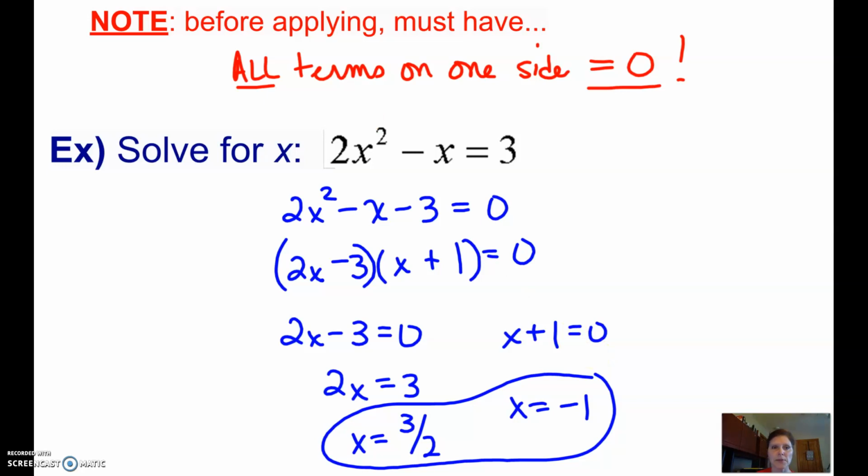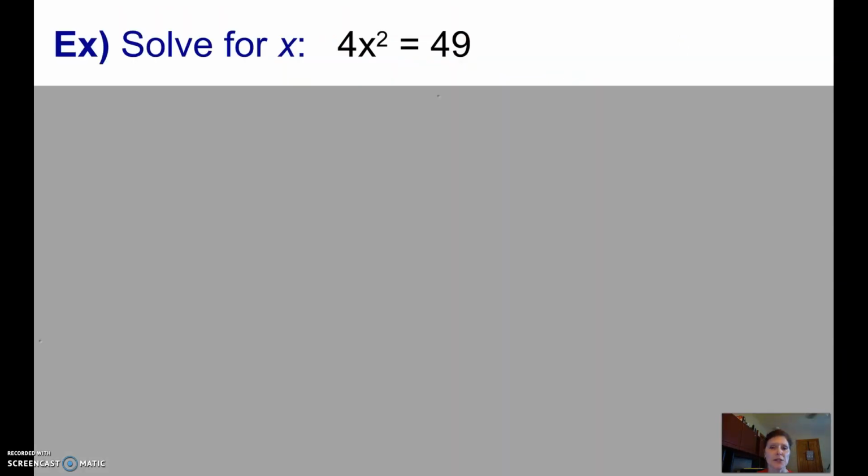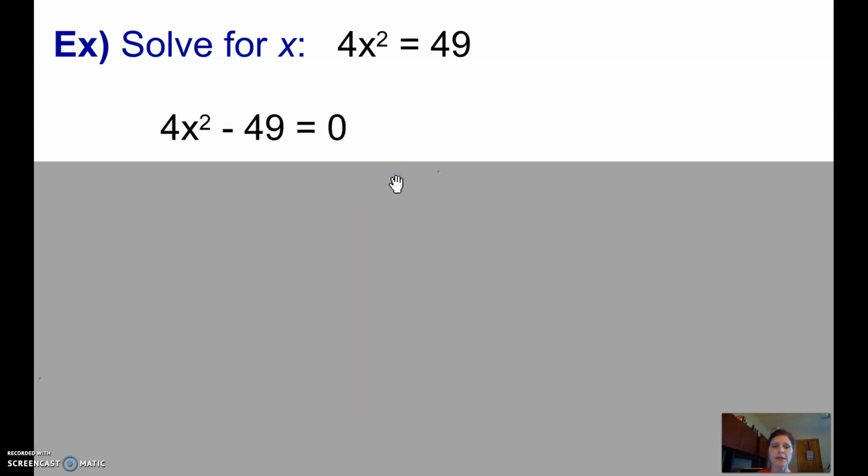Let's take a look at another one. If I have 4x squared equals 49, again, there's no 0, so I can move it to one side and say 4x squared minus 49. Now, in this case, I don't have a middle term. And I noticed something kind of unique about those 2 numbers. They're both perfect square numbers.